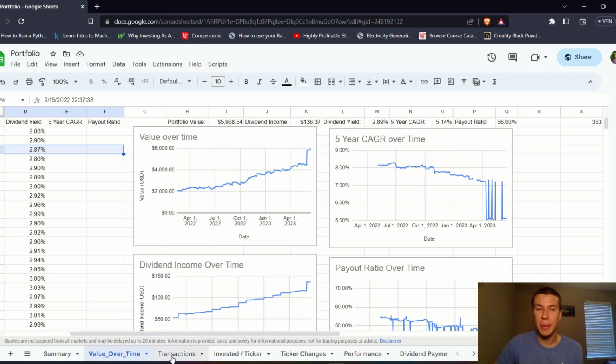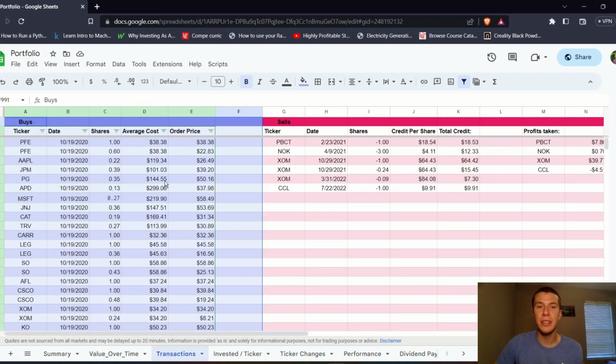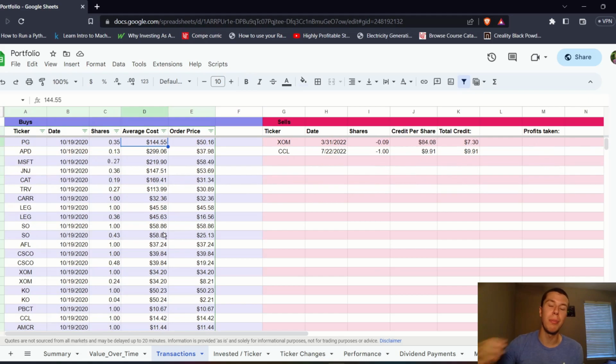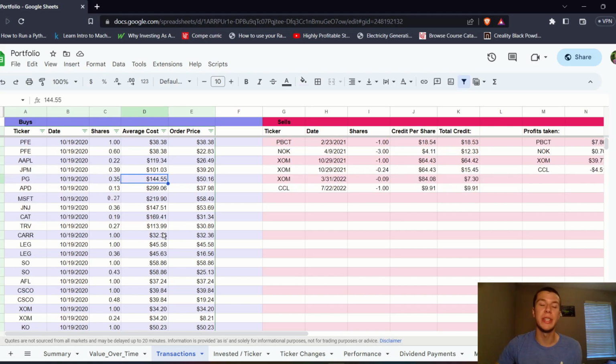And then the next tab here is transactions. So this just records every single buy and sell that I do in the portfolio. So every month I have a script that runs and it will parse the CSV data that I get from Fidelity, and it'll put all that data in the spreadsheet. So we have data going back to October of 2020. All the data here on the left is the buys in purple, and then the red is sells. So not many sells, but I have periodically sold some companies over time.